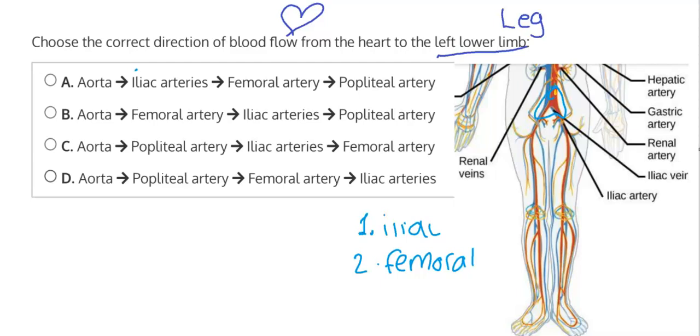Okay, so we know that iliac comes first, and then femoral comes next, because your iliac would be in like this region up here, and then when it divides to left and right, you would change the name to femoral, which would be a little lower around here.